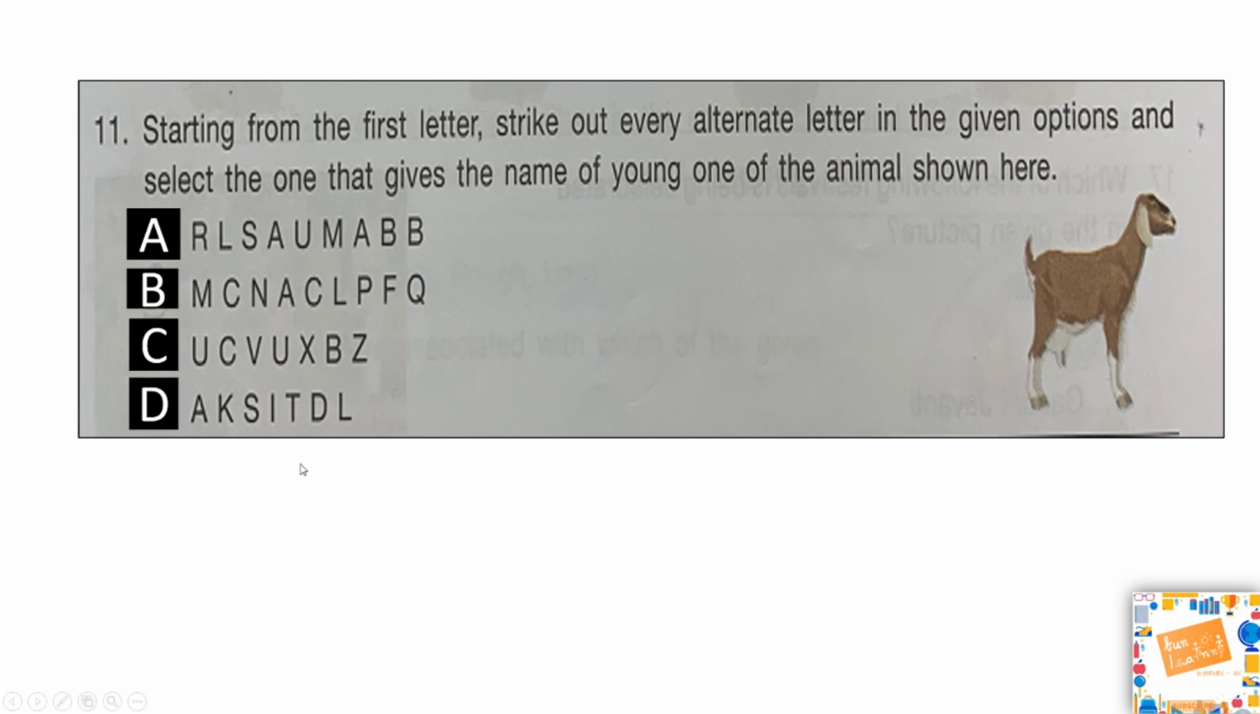Well, let's see this. So basically what they are saying is, starting from the first letter, strike out the first and then strike out every alternate letter. So from this, leave this and strike this one. Accordingly, go on and strike the alternate letters. So once you do that, the remaining letters form the word lamb here.